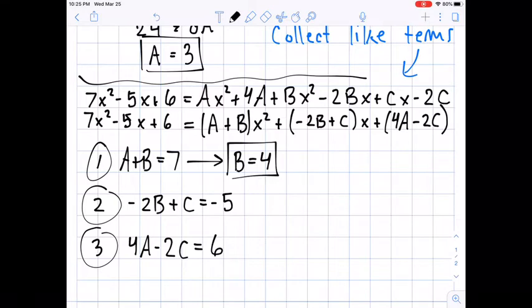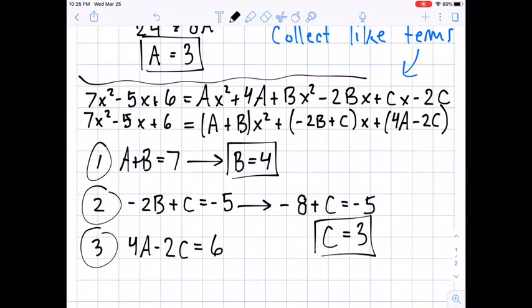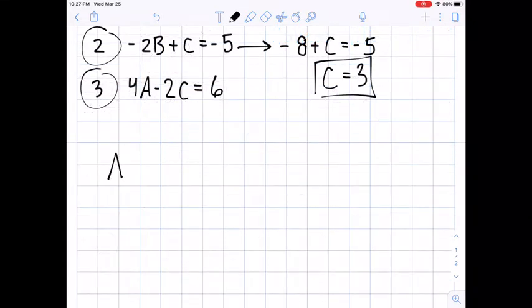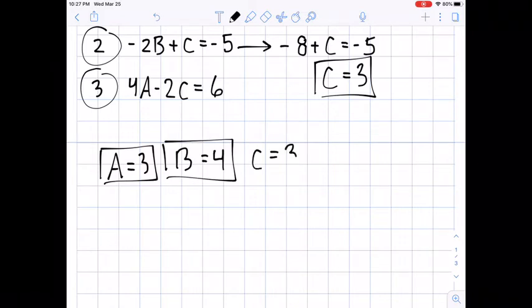And now we know a and b, we can find c. Let's start here with the second equation. So we get minus 8 plus c is minus 5. And that's going to give us that c is going to be positive 3. And so now we know a, we know b, we know c. We can go and we can actually integrate. Okay, so we know our 3 values. We have a is equal to 3. We have b is equal to 4. And we have c is equal to 3.